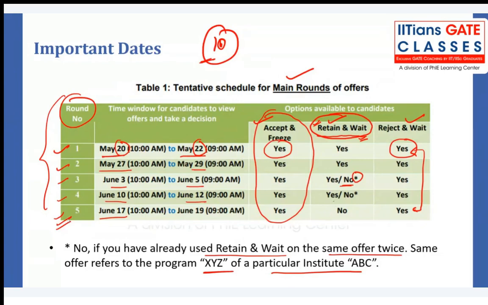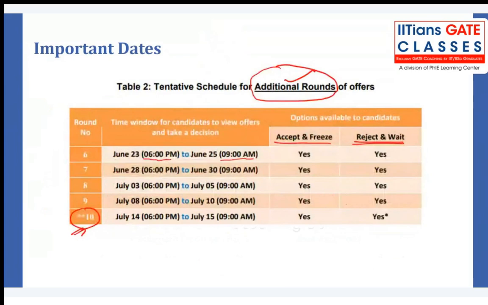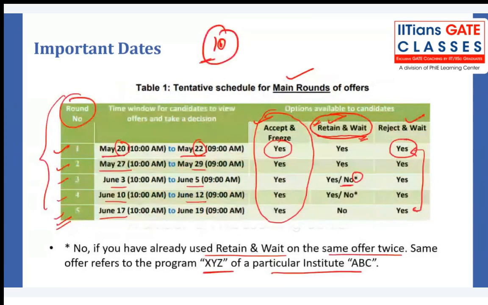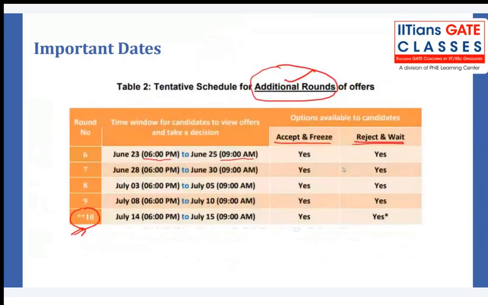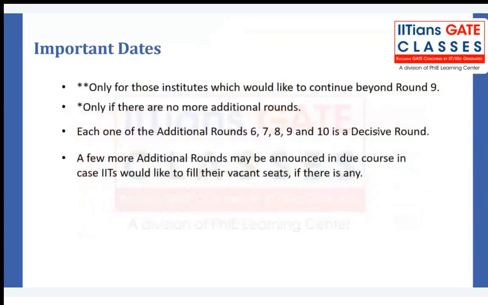So in the additional round, you don't have retain and wait. You have to either accept and freeze, or you can say reject and wait, right? These are the two features only. Keep in mind this.